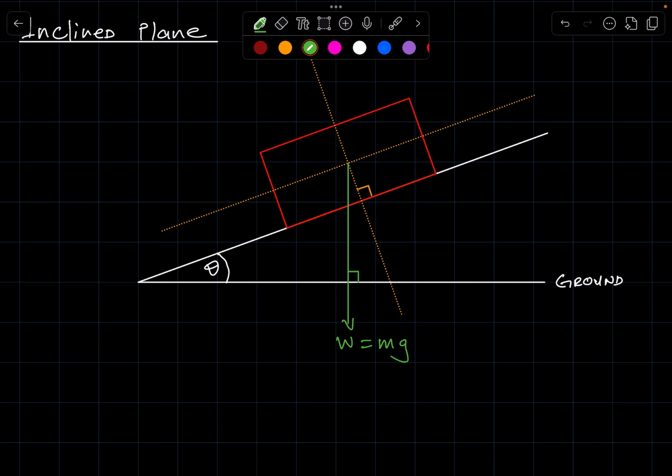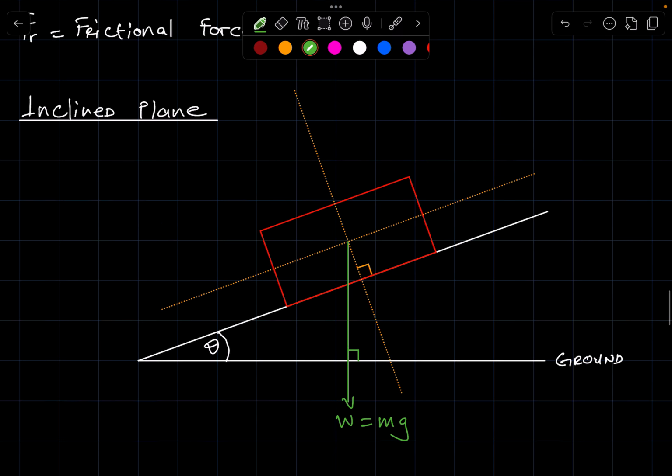The weight is equal to mg. So the weight is always acting perpendicular to the ground, and then you have your normal force. That's your normal force. Right, the normal force always acts perpendicular to the plane. That is why I draw it here parallel with the vertical plane, or the y-axis.